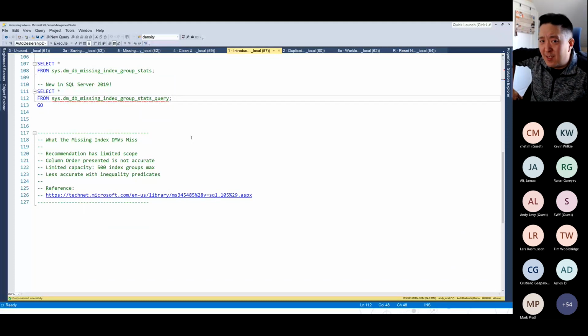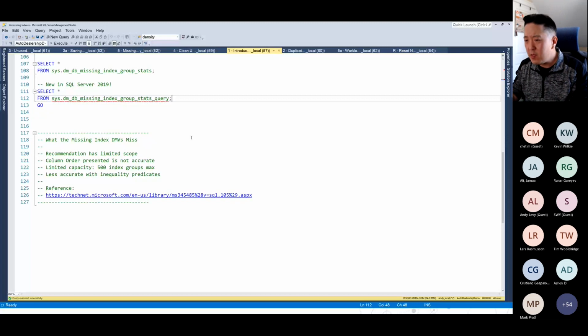There's also limited capacity. What do I mean by that? The missing index DMVs, for some reason or other, can only hold 500 recommendations. Once that tops out, you won't generate any more missing index recommendations. It's a weird one. I have no idea why that one is in place. And then Microsoft has documented very clearly that with inequality predicates, like greater than or less than, the accuracy of a missing index recommendation will vary. Unfortunately, they don't give you an indication. They just warn you that it's not going to be as accurate or potentially as helpful, and they have no idea. So understand that these are key tidbits.